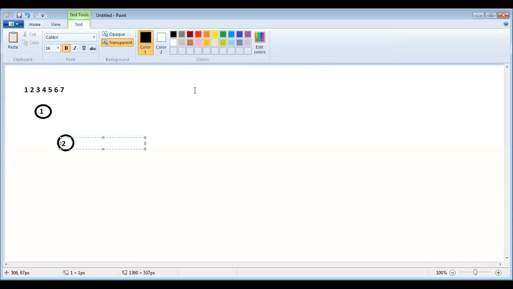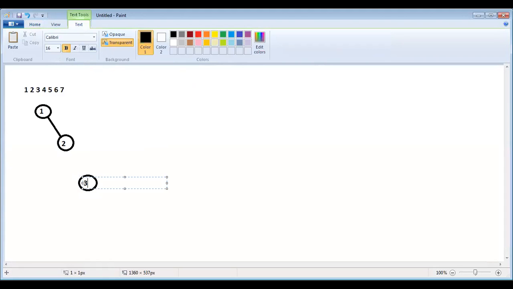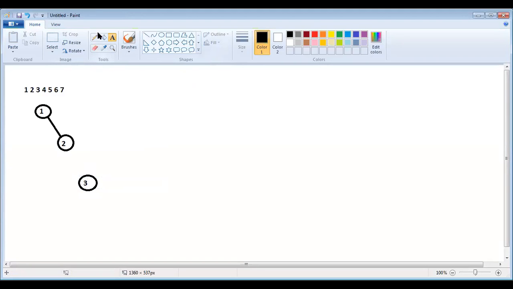Now again I have to check the balancing factor. Any issues in it? No, ma'am. Because it is 1, it is 0. No issues. And 3. Where do I have to insert 3? Right of 2. Very good. Right side of 2, here I have to insert. Any issues in it? Just check. Yes, ma'am.